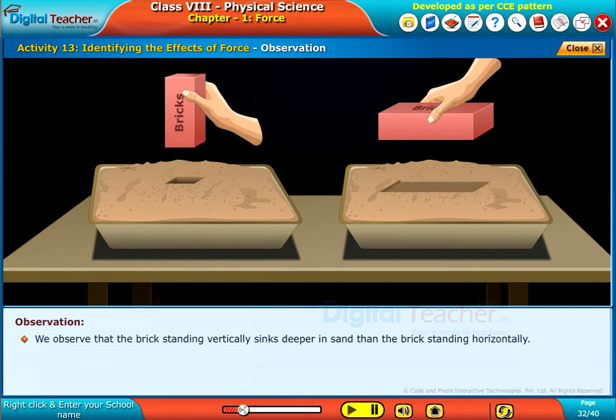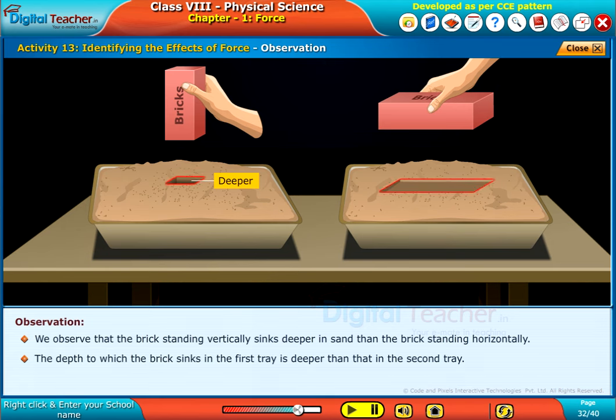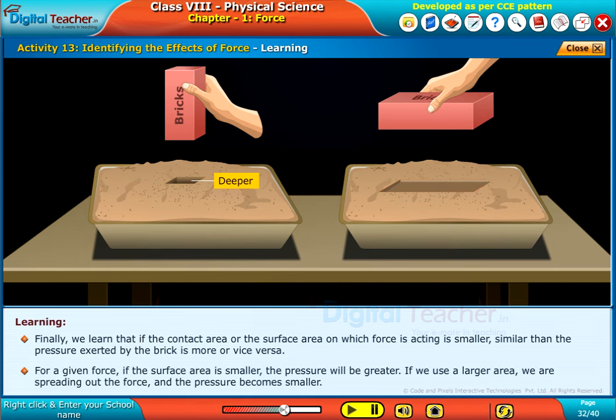We observe that the brick standing vertically sinks deeper in sand than the brick standing horizontally. The depth to which the brick sinks in the first tray is deeper than that in the second tray. Finally, we learned that if the contact area or the surface area on which force is acting is smaller, then the pressure exerted by the brick is more or vice versa. For a given force, if the surface area is smaller, the pressure will be greater. If we use a larger area, we are spreading out the force and the pressure becomes smaller.